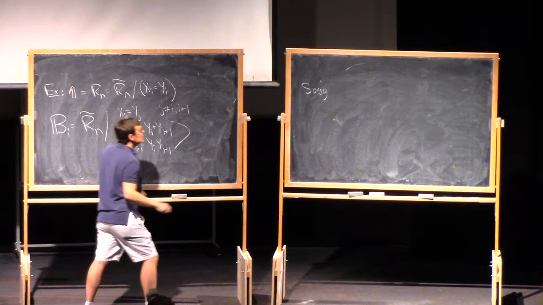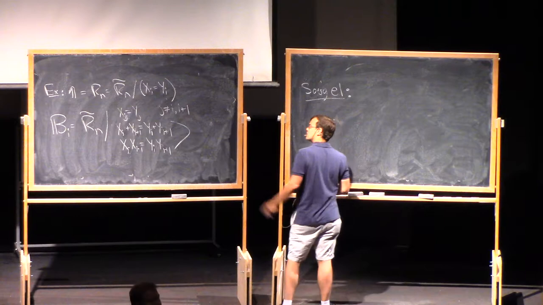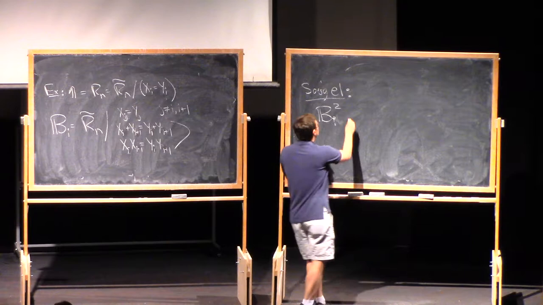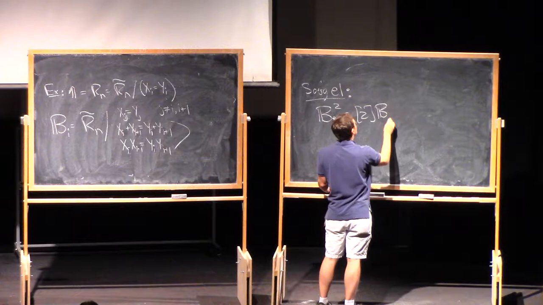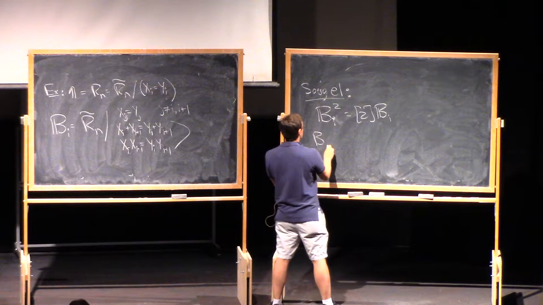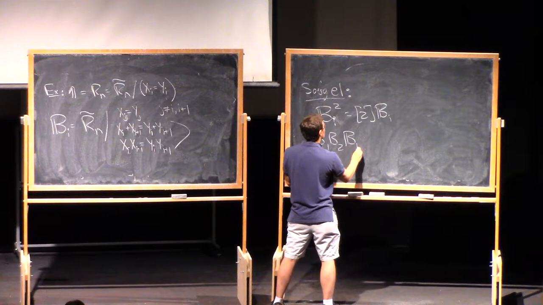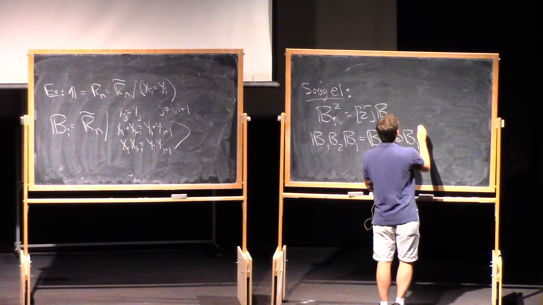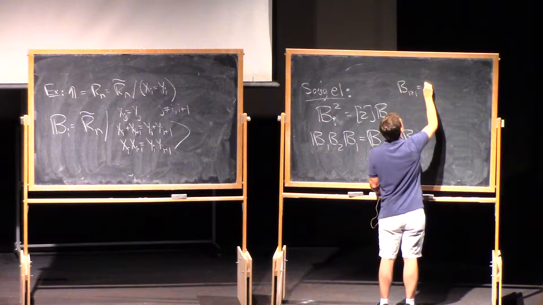One thing that he proved is that these B's satisfy the relations in the Hecke algebra. Let me just write B1. Here I'm going to use B1, B2, and B1. This is a module, let me call it B1,2,1, plus B1, where B1,2,1 is R2n, Rn twiddle.